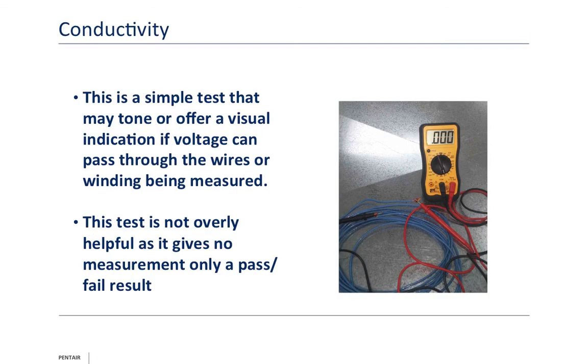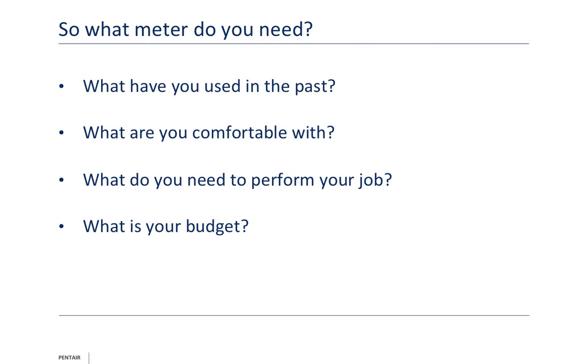Conductivity. Conductivity purely is used to tell you that voltage can pass through that bulk of wire. It does not tell me the resistance. Now, unfortunately, you can't hear the picture, but that unit there, when I hooked up the wires, it was toning. But if you notice, it measured 0.0000. That particular meter, when you set it for conductivity, it just tones. It does not measure.